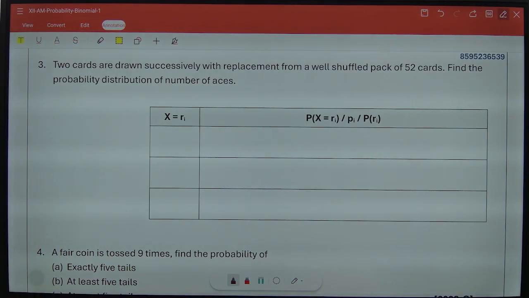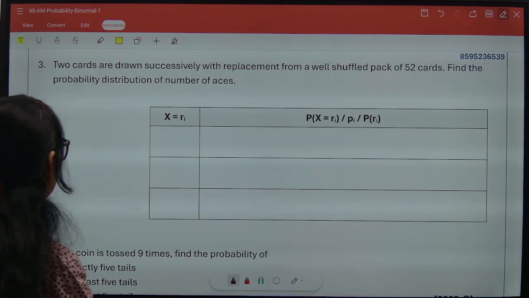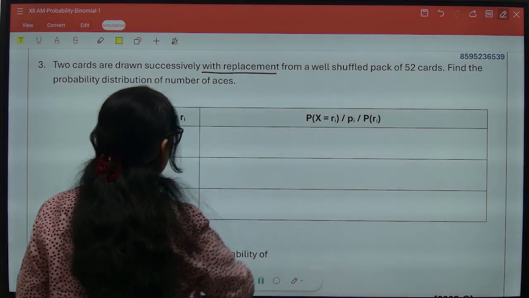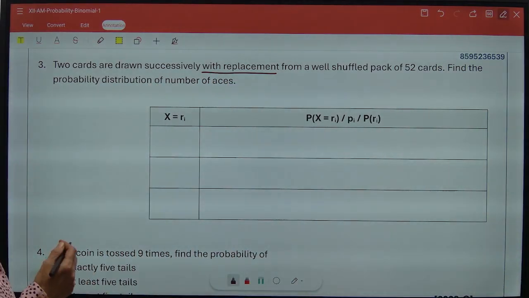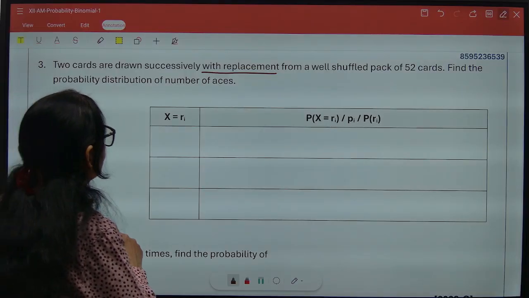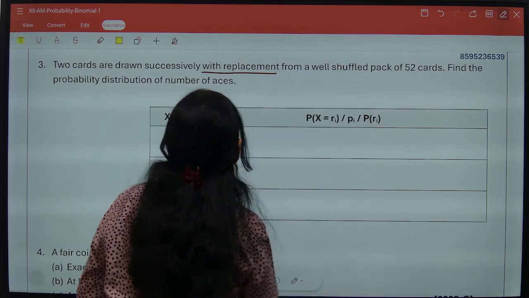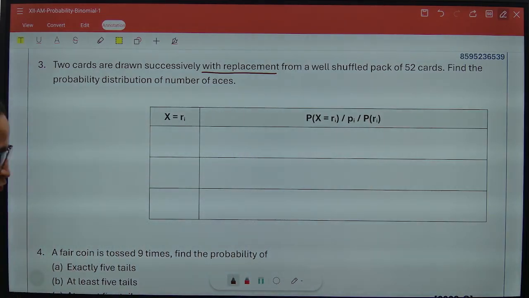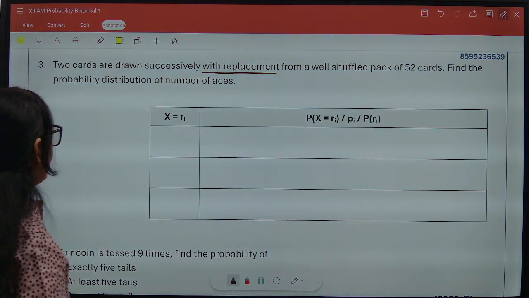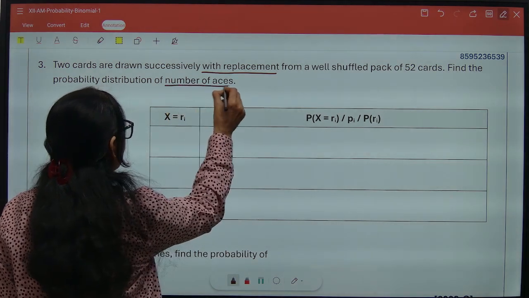Two cards are drawn successively with replacement. Here you see the keyword with replacement, that means it is related to binomial distribution. From a well shuffled pack of 52 cards, find the probability distribution of number of aces. Now here you need to focus on number of aces.